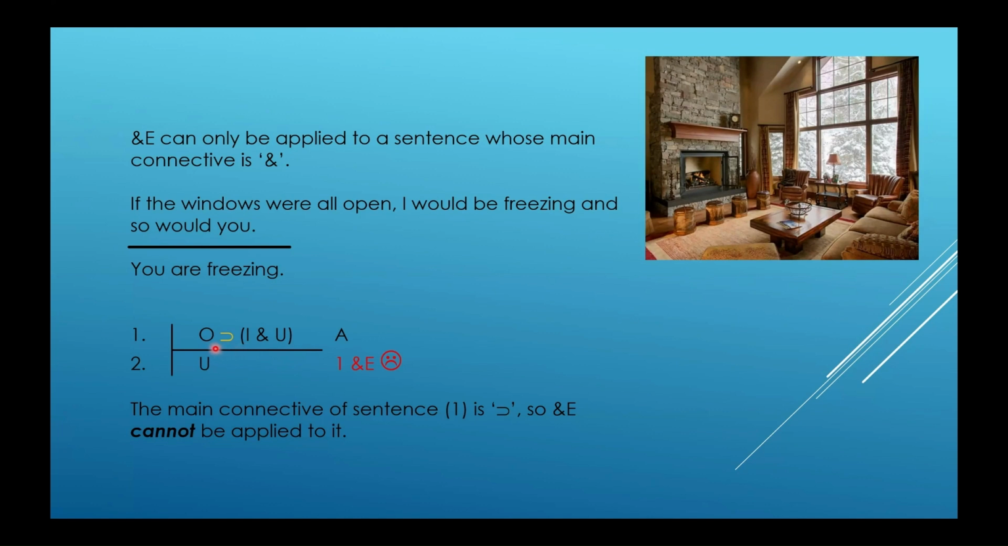What you could do is apply conditional rules to this if you had other things that allowed you to do that. We'll look at conditional rules in a later video. But you can't apply the conjunction rules to it. So this is not a correct derivation, which parallels the fact that this is not a valid argument. So those are the rules: reiteration and the two rules in SD that govern conjunctions.